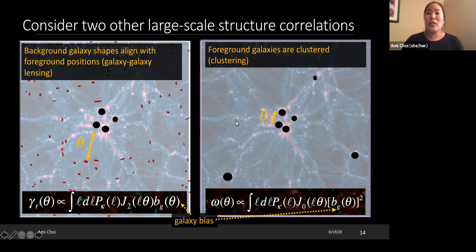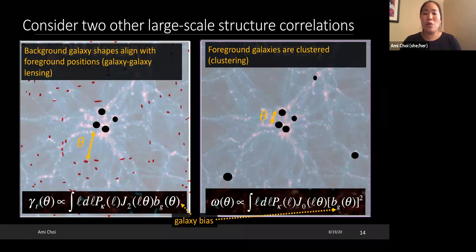Similarly, we can consider clustering. This is the position-position correlation. And it also takes a form similar to what we saw for gamma T, and we often will denote it by W of theta. And here we have two factors of the galaxy bias, because now we're correlating two positions, and so they're both biased tracers of the underlying matter field.